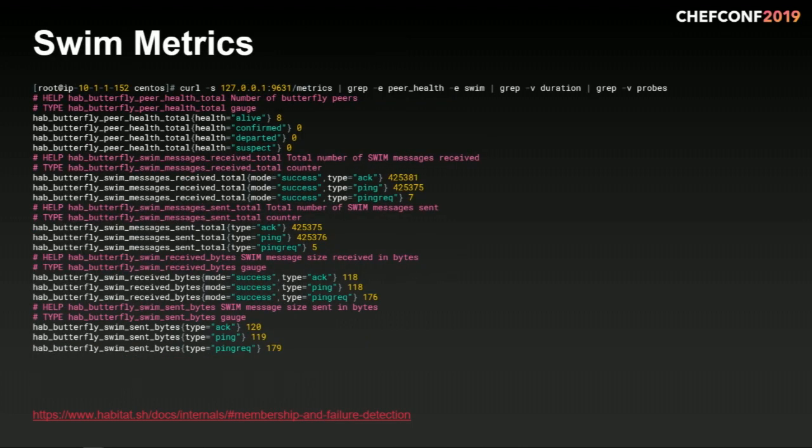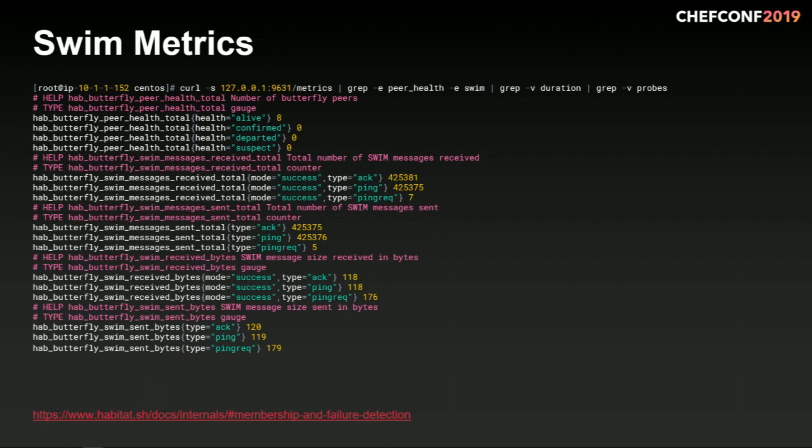Additionally, there are some SWIM metrics, and for anybody that's not familiar with SWIM, it's a consensus protocol that Butterfly is based on for Habitat to do all of its peering and discovery. These are just some rudimentary statistics that you can gather for SWIM to troubleshoot when maybe you have a network problem, or a ring that's split-brained or something weird. These SWIM metrics are a really good place to look.